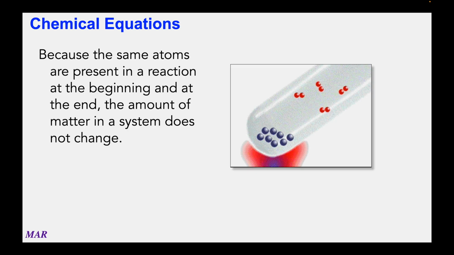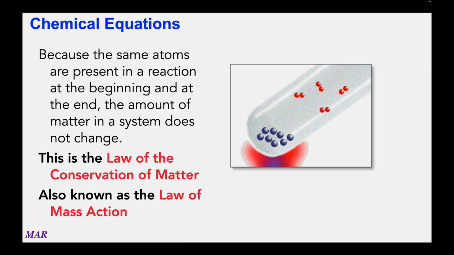You might liberate the oxygen like it was here, or sometimes you'll gain the oxygen, but you're never going to have matter just magically disappear. So the law of conservation of matter states that all the matter that you start with has to be accounted for at the end of the reaction. You're not going to lose any, you're not going to gain any atoms.